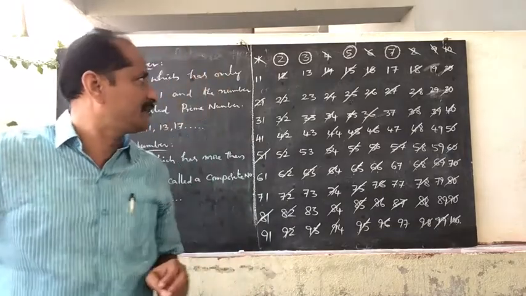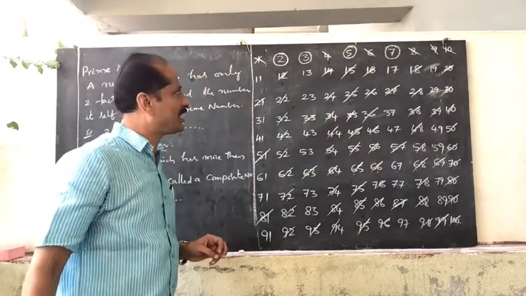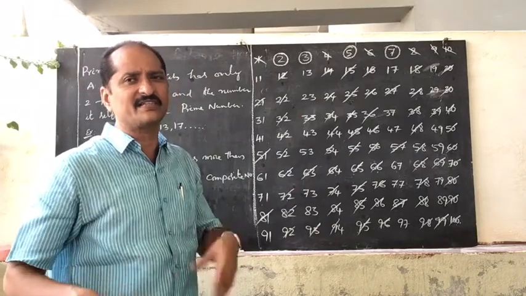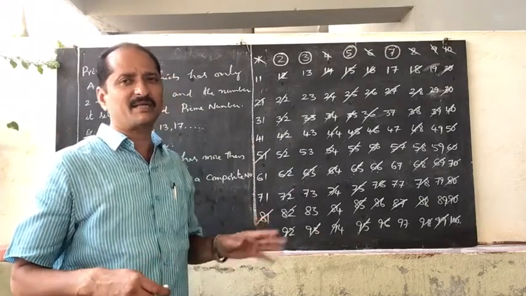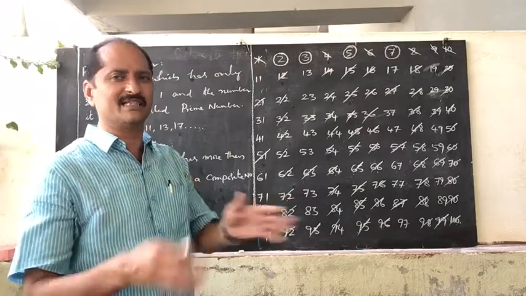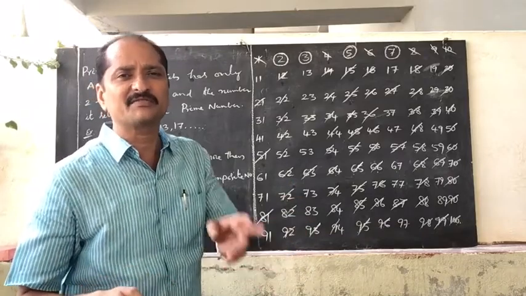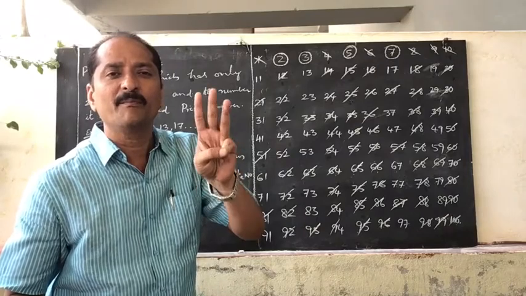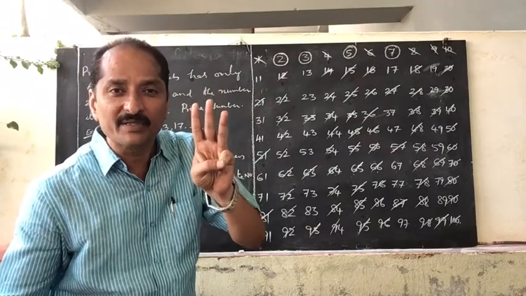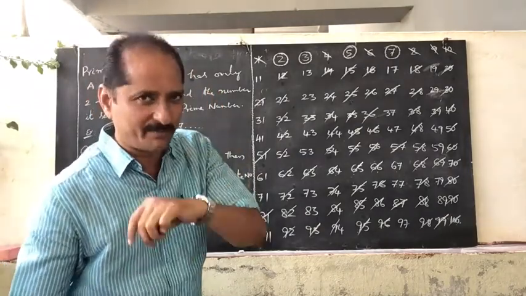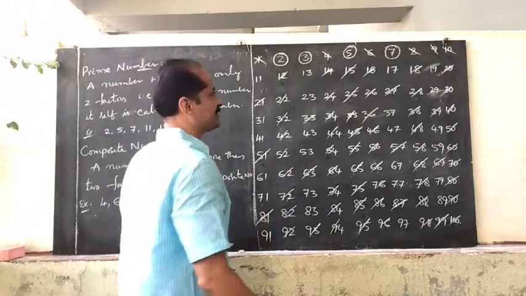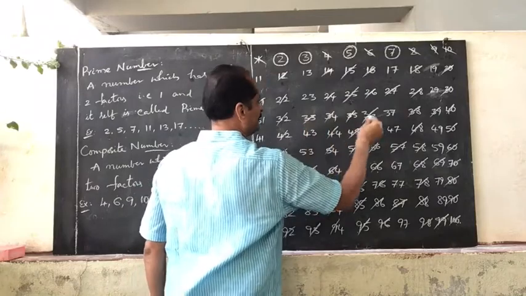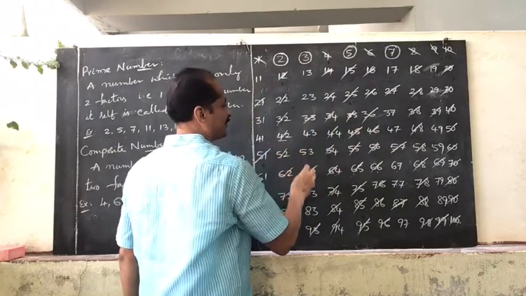Now see here carefully. 7 2s are multiples of 7, 7 3s, 7 4s, 7 5s, 7 10s, 70. As we keep multiplying, all the multiples of 7 get cancelled. For all the multiples of 7, 7 is the third factor. So those numbers are composite numbers. So 7 2s are 14, 7 3s are 21, 7 4s are 28, 7 5s are 35, 7 6s are 42, 7 7s are 49.